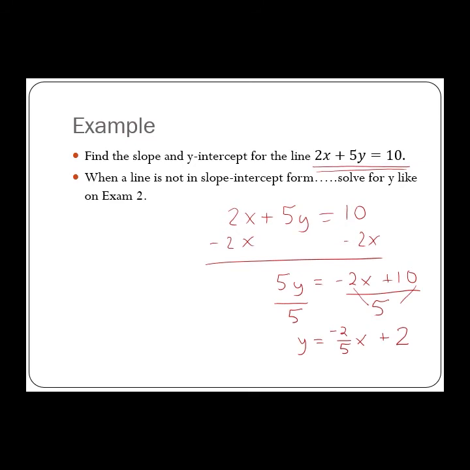So in this case, our slope is -2/5. Remember, that means every time I move, I go down 2 steps and right 5 steps. And my y-intercept is going to be (0, 2).